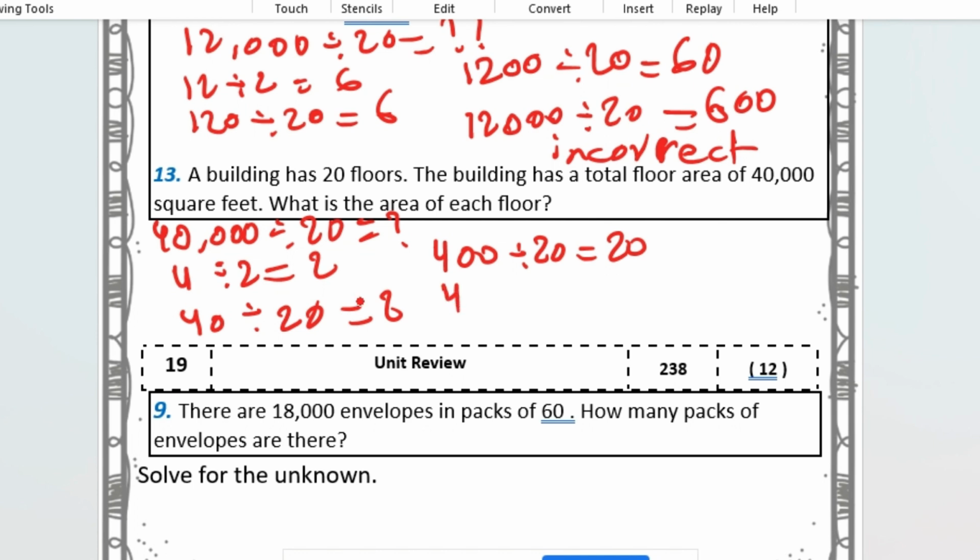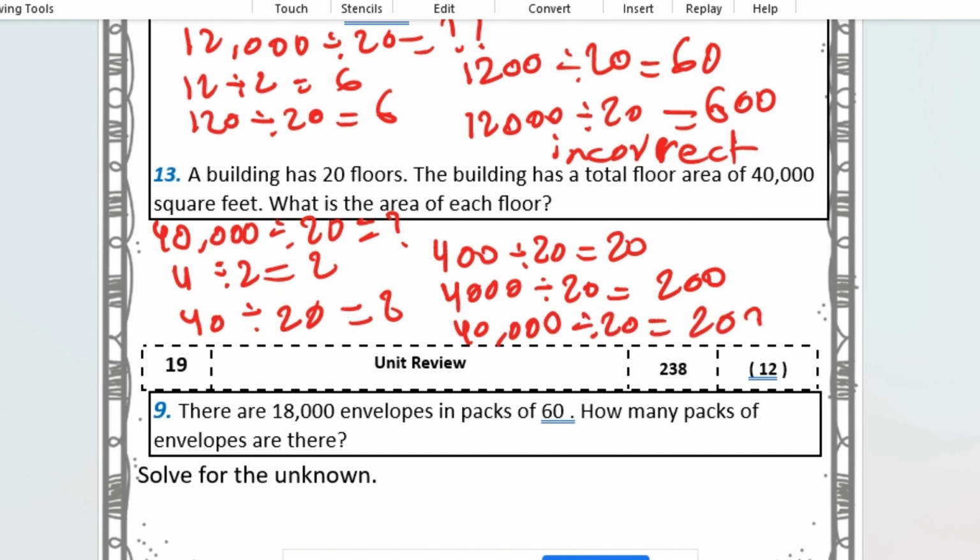Now let's multiply again by 10. So 4,000 divided by 20 is 200. Lastly, 40,000 divided by 20 is equal to 2,000. So we have how many? The area is 2,000 square feet. Square feet, okay? I don't have a space to write it, but just square feet.